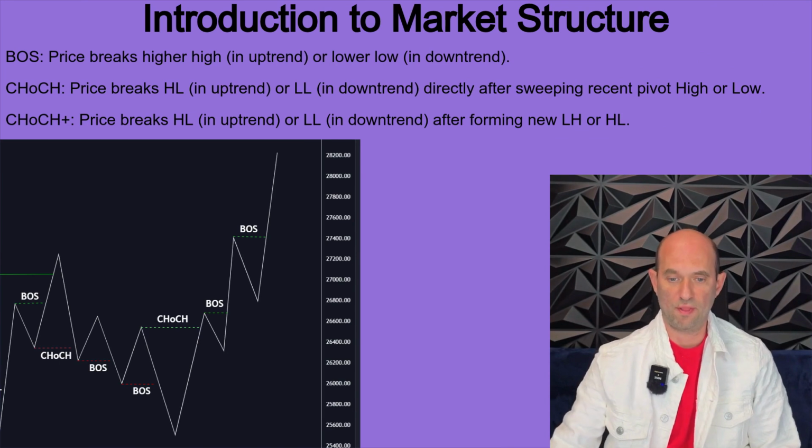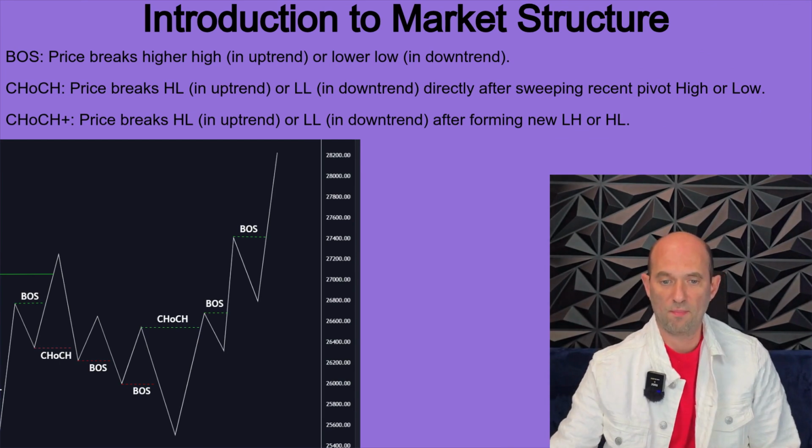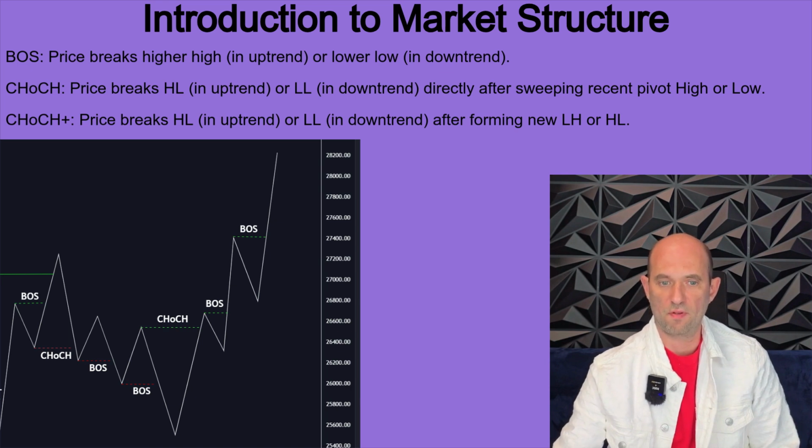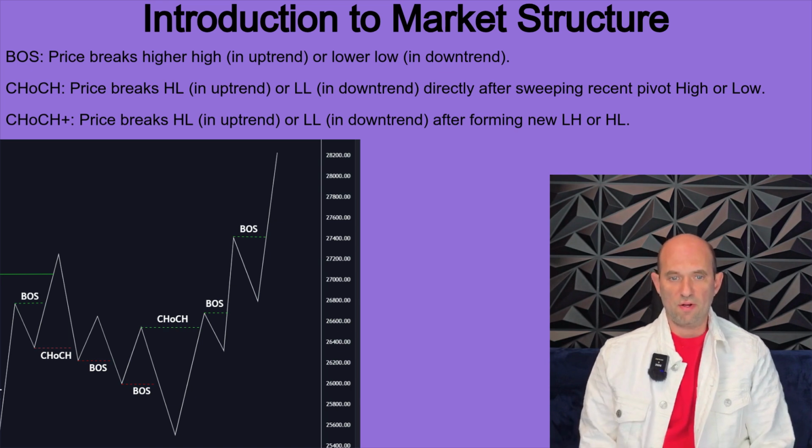Market structure is at the core of PAC. A break of structure, or BOS, happens when price makes a new higher high or lower low. A change of character, or CHoCH, signals a reversal after sweeping a pivot high or low. And CHoCH Plus gives extra confirmation after forming a new higher low or lower high. LuxAlgo automatically detects these events in real time, so you never miss key shifts in trend.